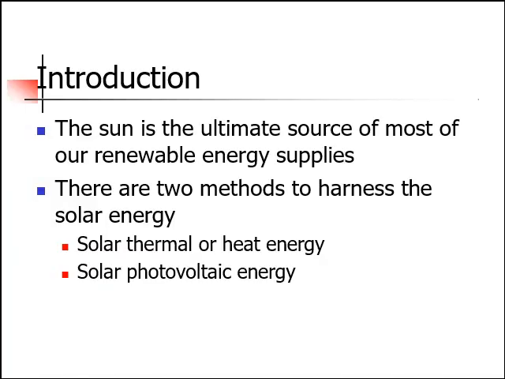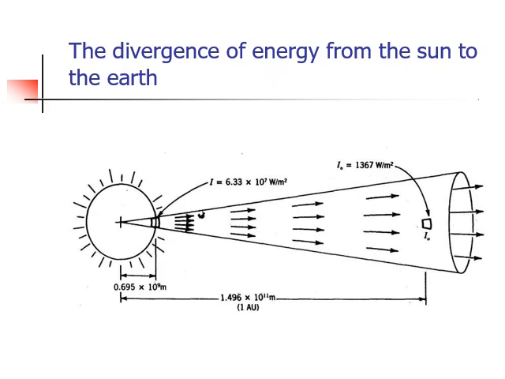So at the beginning, we need to see what are the processes that we can extract the energies from the sun. We can receive it as either solar thermal or heat energy, or we can receive it as the sunlight striking on the photovoltaic panel to produce electricity, which is called the solar photovoltaic energy. Now we are going to see how the energy travels from the sun up to the earth.